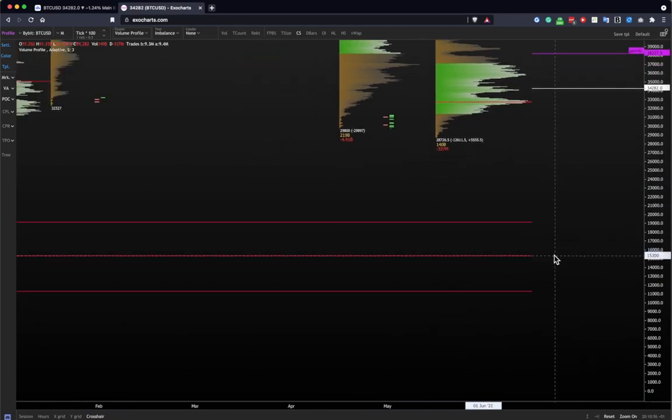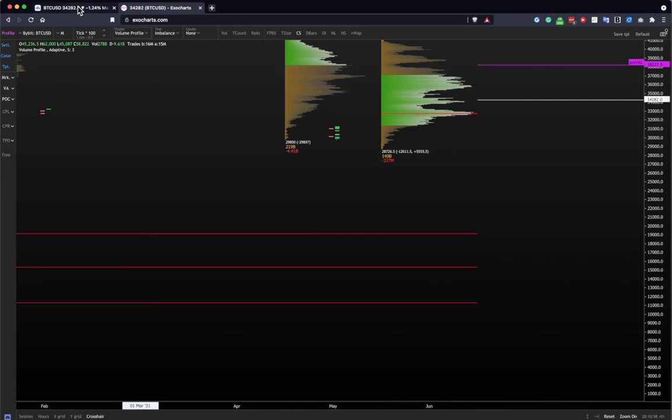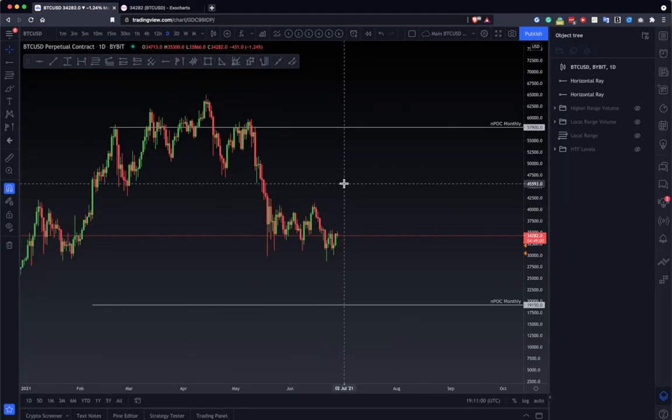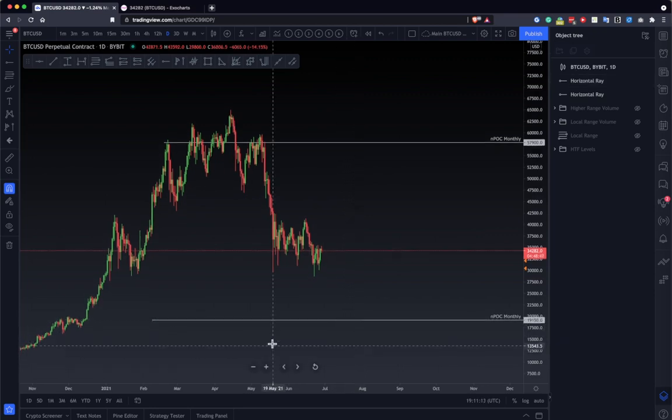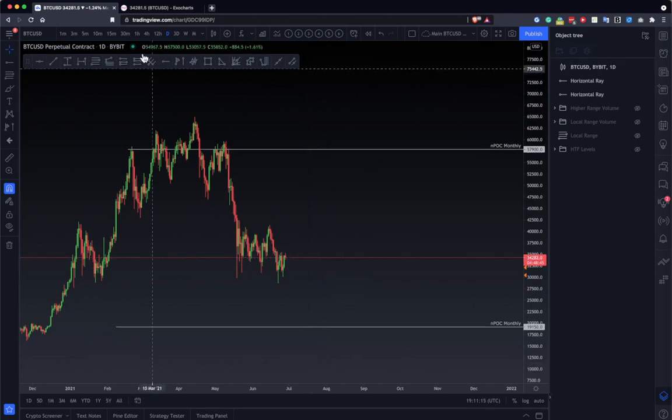Obviously these are below 20k, so I just don't want to get down there for now. Obviously, if we lose 19k, then we will work out those levels and go through them.